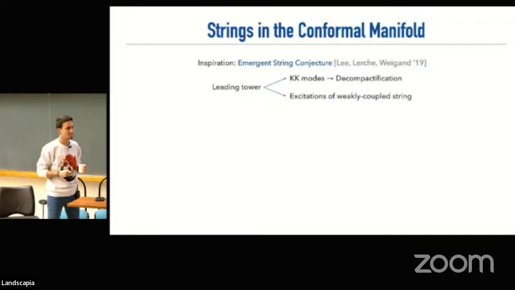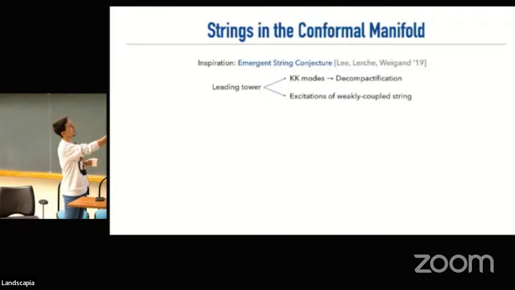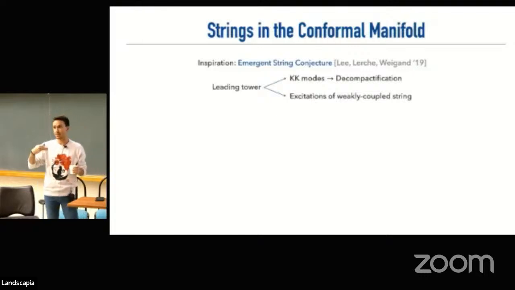Yeah. Okay, so then for the second part, I will go to something less rigorous, more explorative, in which I will just ask what these higher spin points in the conformal manifold are from the stringy perspective. For that, let me take some inspiration from the emergent string conjecture, which tells us that in the distance conjecture, whenever I go to infinite distance, the tower will be either a tower of KK modes, so a compactification, or the excitations of a weakly coupled string.